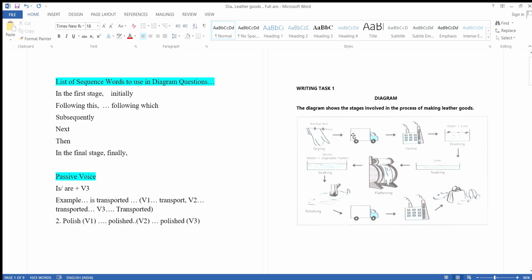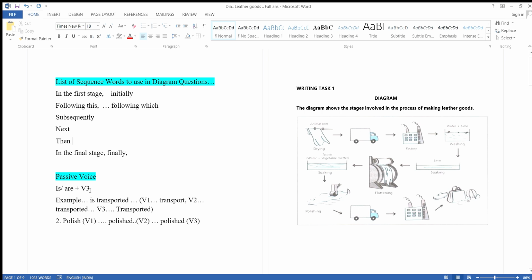For example, if you see it in the picture here, the dried animal skin is being transported. So we have the word here, transport. How do we put it in the passive voice? It is like this. The word transport in the V1 is taken in the V2 form as transported, and even in the V3 form it is transported only. Why are we doing this basic learning? We don't want to go wrong with our tenses. So we always use the V3 form, which is here. So it is or are plus V3.